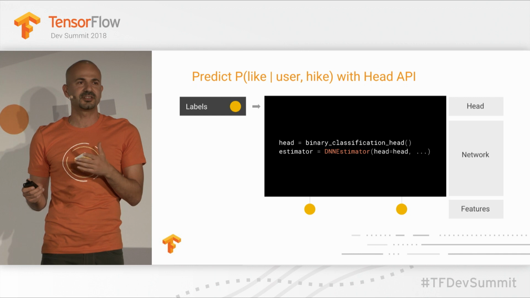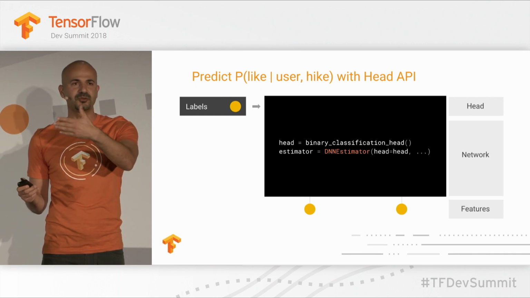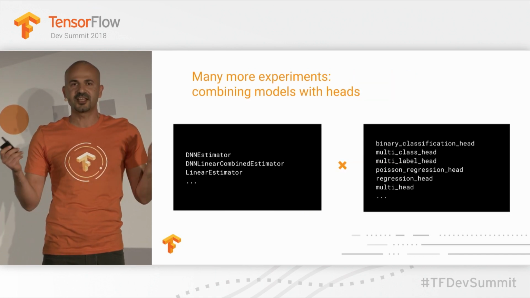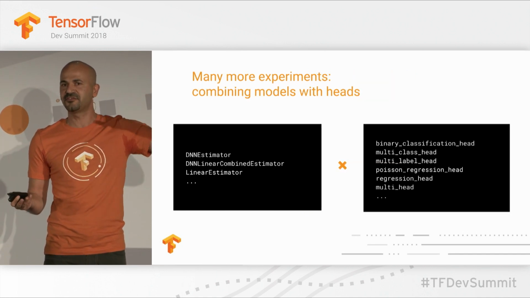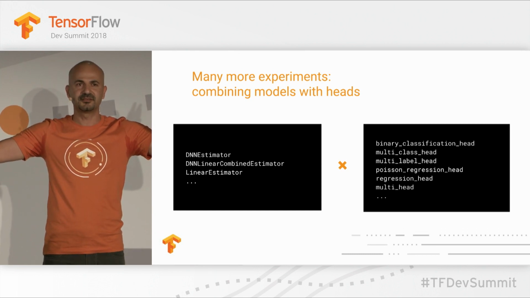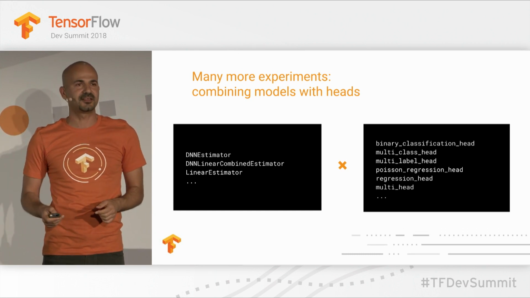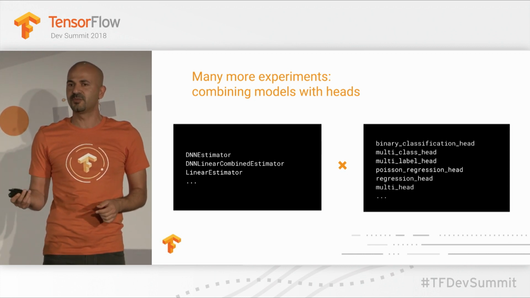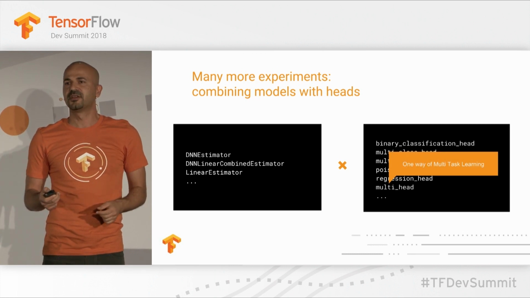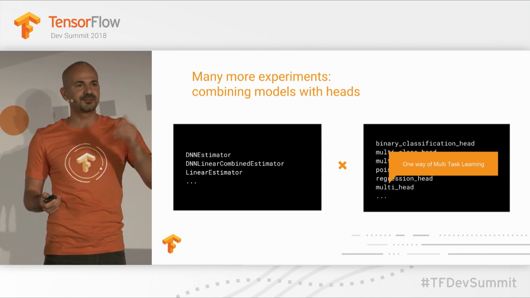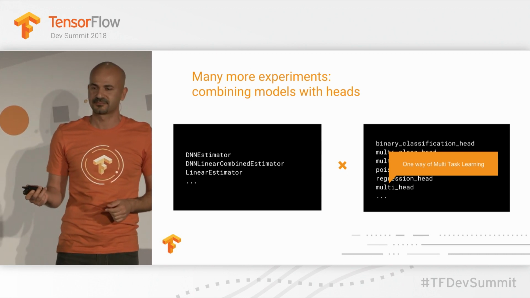And why are we introducing this head? Since these two lines are the same as DNN classifier, why are we introducing this head? So that you can experiment with many more ideas by combining different network architectures and different heads. For example, you can use wide and deep with a Poisson regression head, or DNN estimator with a multi-label head. You can even combine different heads together. We introduced multi-head here. So it's one way of experimenting with multitask learning. With a couple of lines of code, you can experiment with multitask learning. Please check it out.